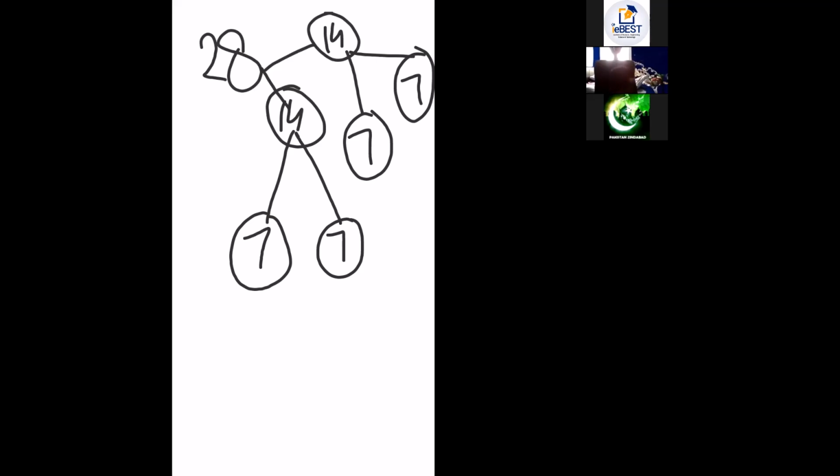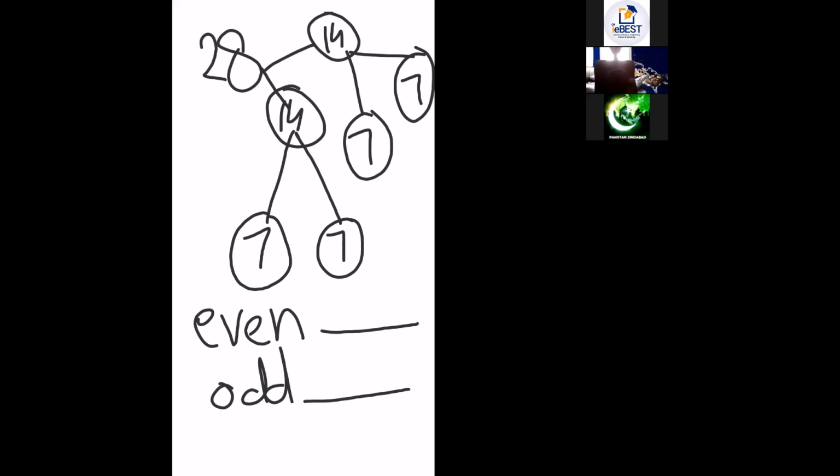Okay, now from this tree, I am writing even and just putting a blank, and I am writing odd and just putting a blank. Now you need to tell me which number in the whole tree is an even number and which number is an odd number.